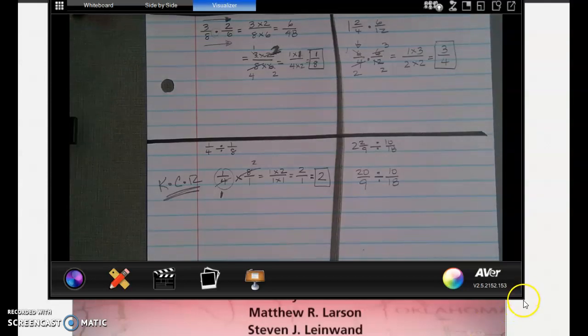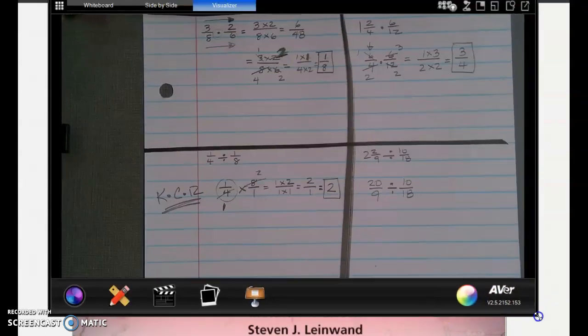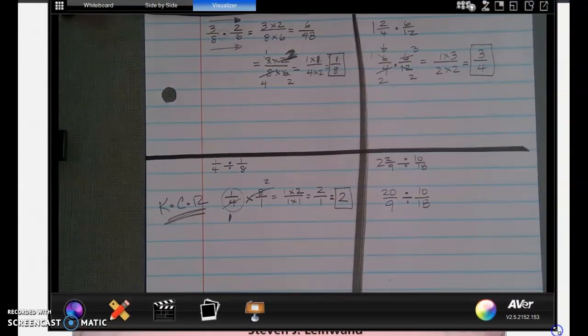Now, let's go and see if I can change this size a little bit. Okay, make it a little bit bigger. All right, thank you. It's driving me a little nuts.